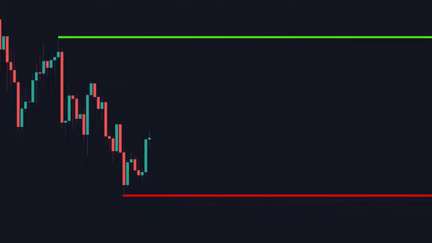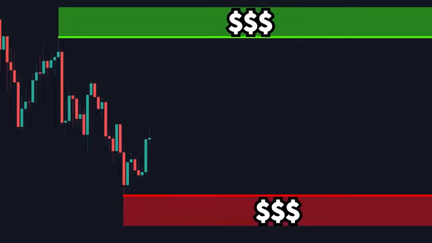Next, you're going to mark out the previous trading day. On this chart, this whole area was yesterday's price action. Next, you're going to mark the previous day's low and the previous day's high. The reason why we're doing this is because there's lots of liquidity resting above and below these areas.